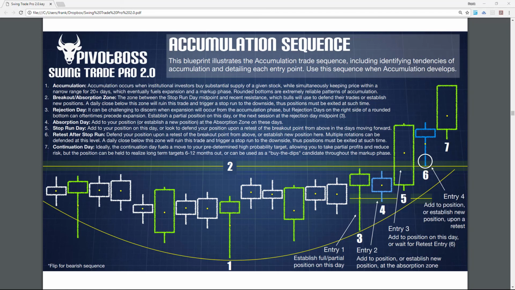Now, the reason why I bring the accumulation sequence into Swing Trade Pro 2.0 is because it's one of the most powerful patterns that you'll come across. This pattern, because it takes so long to develop, has the most energy to release huge moves, not just over the coming days and weeks, but months and sometimes even years. So if you're looking to build a position in something and then hold it for 3 or 6 or 9 months, you want to look for those opportunities that have clear signs of accumulation, and then look for the telltale signs that that accumulation will work out.